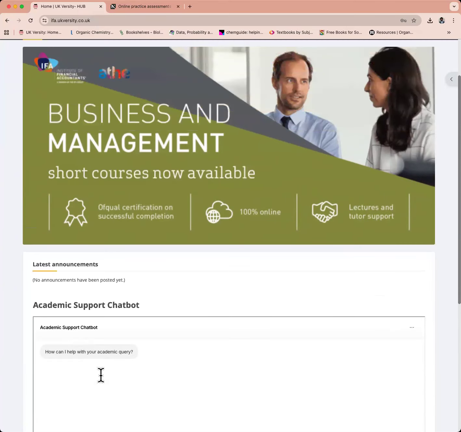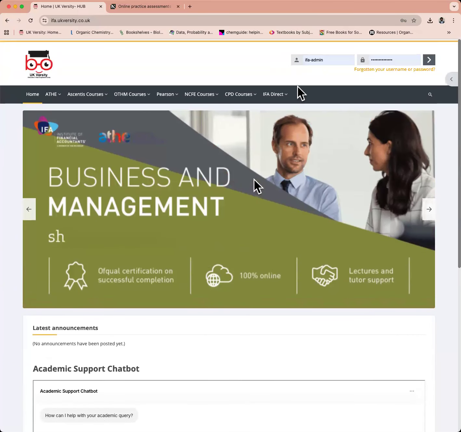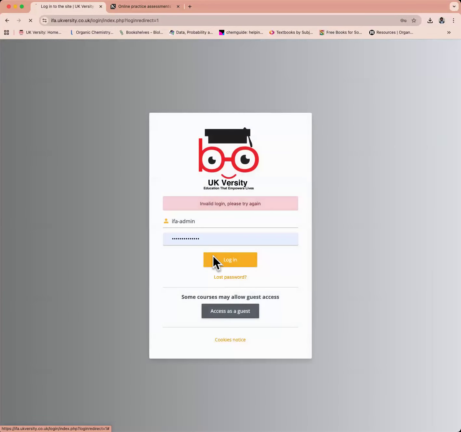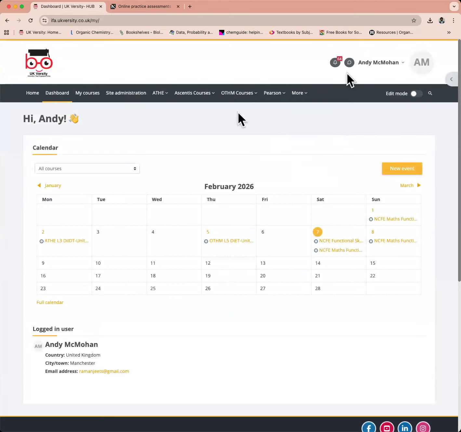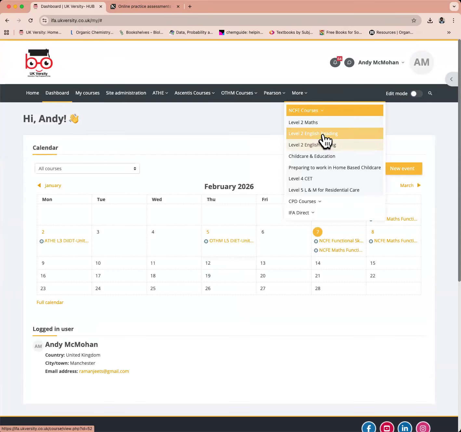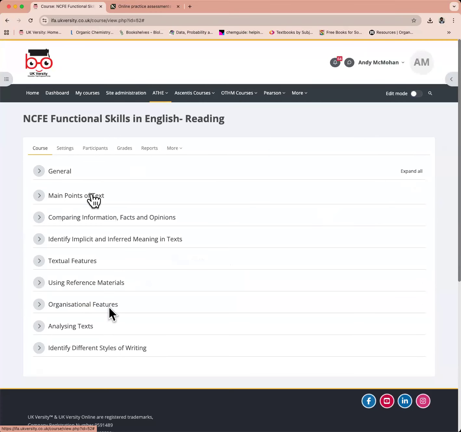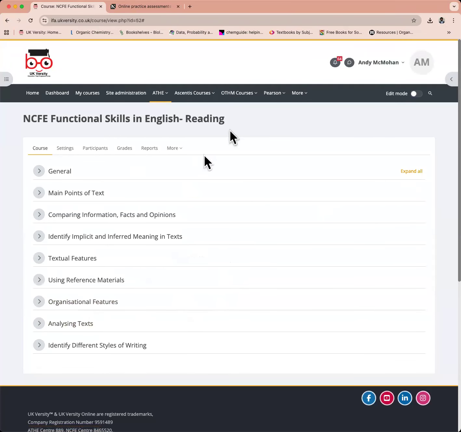So in order to access this chatbot, first I would sign in. And once you're signed in, you will go to your course. And when you're in your course, say, for example, you go to the reading part of the course, which is level two English reading, and assuming you have any questions, obviously we are going to be looking at covering some of the topics in these sessions. So these are the topics that we are going to be looking at in the reading part.